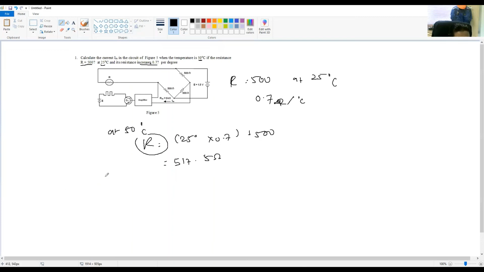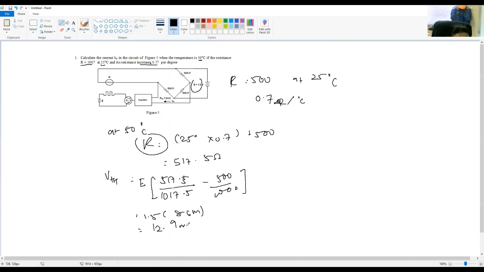And then we can calculate the VTH, using the formula 570.5 divided by 1.5 minus 500 by 1000. E is 1.5 here. So 1.5 multiplied by 8.6 milli. So the VTH equals 12.9 millivolts.